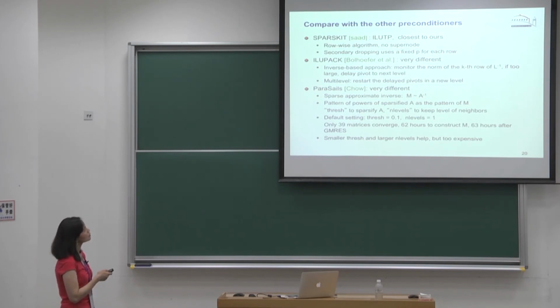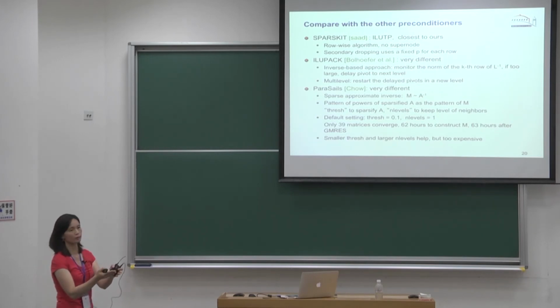Then if the inverse of this current row is big, they will say it's too large, and then we don't do the pivoting now. So we delay this pivoting and move to the next level. For example, at the second column, if you encounter this situation, then we say we stop, the current level is done. Then we go to the next level.